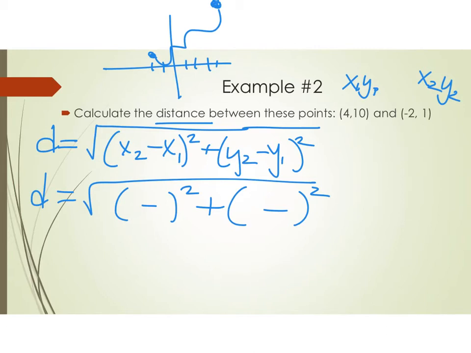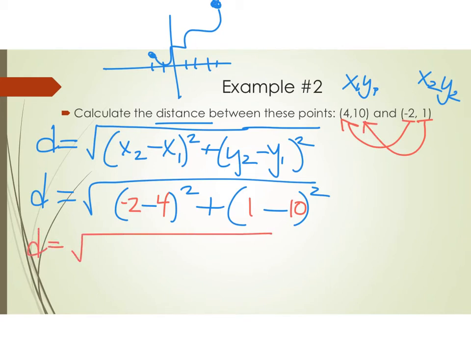So I'm going to go with who I specifically called x2 and x1. So I'm going to write -2 minus 4, those are my x values, and my y values are 1 minus 10. You must stick to the same order. If you go -2 minus 4, you must go 1 minus the 10. You can't switch it up to 10 minus 1. Let's continue with our work.